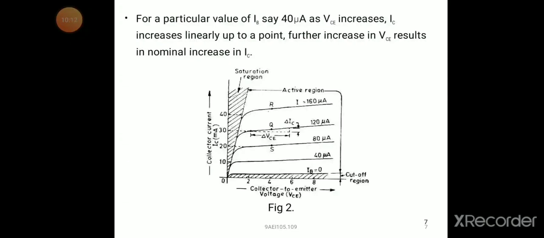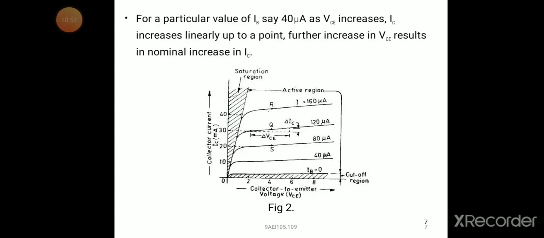For a particular value of IB, say 40 microamps, as VCE increases, IC increases linearly up to a point. Further increase in VCE results in a nominal increase in IC. So see the graph between VCE and IC. VCE is measured in volts, IC is measured in milliamps, but IB is measured in microamps.